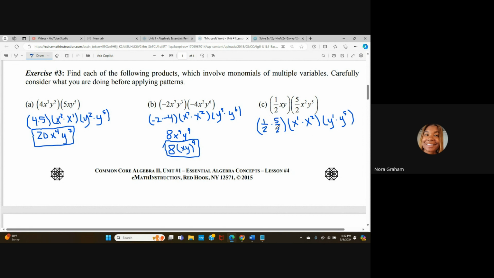When I multiply fractions, I just multiply left to right, left to right. 5 times 1 is 5. 2 times 2 is 4. That's 5/4. I cannot simplify that down, so I'll leave it like that. X's, I add the 1 and the 2. That's going to be 3. My y's, I add the 1 and the 5. That's going to be 6. Okay, and I can just leave it as so. And that is that.